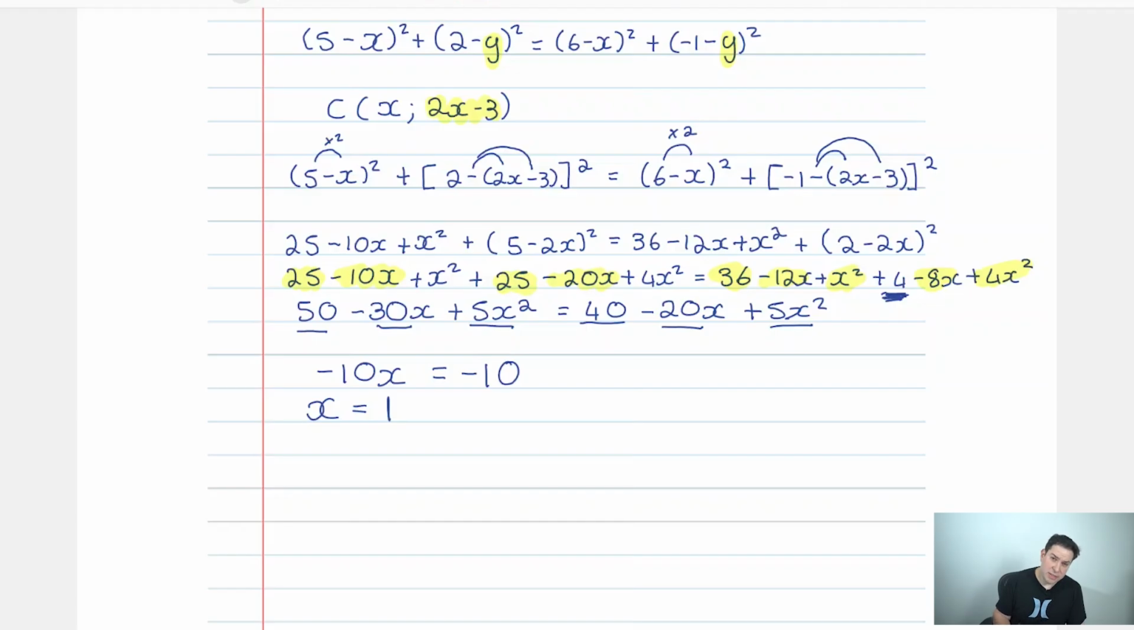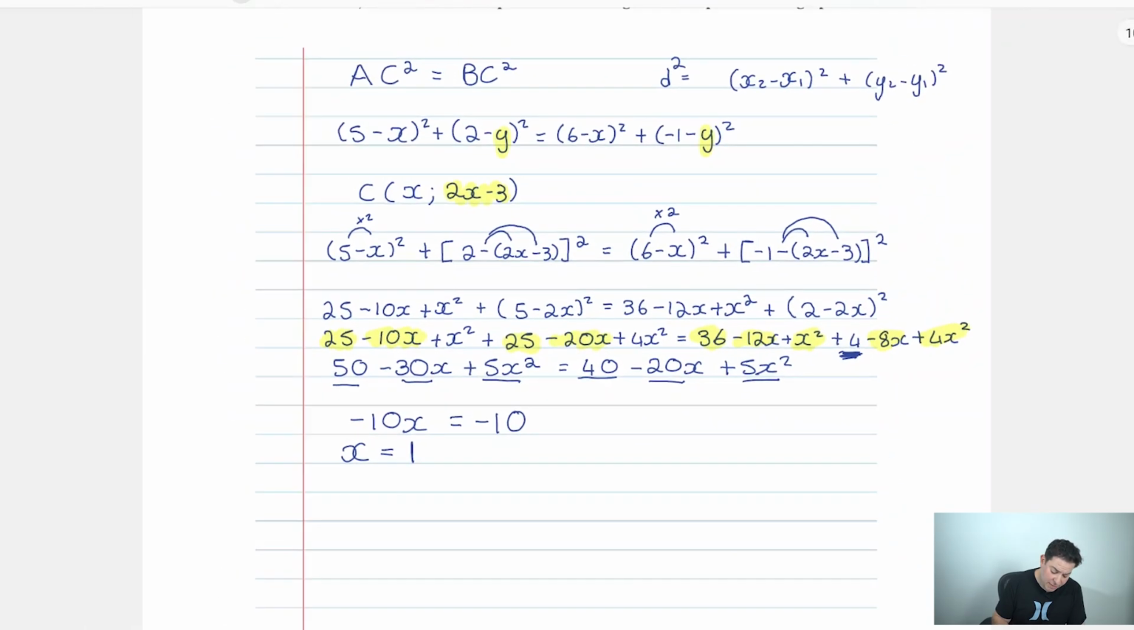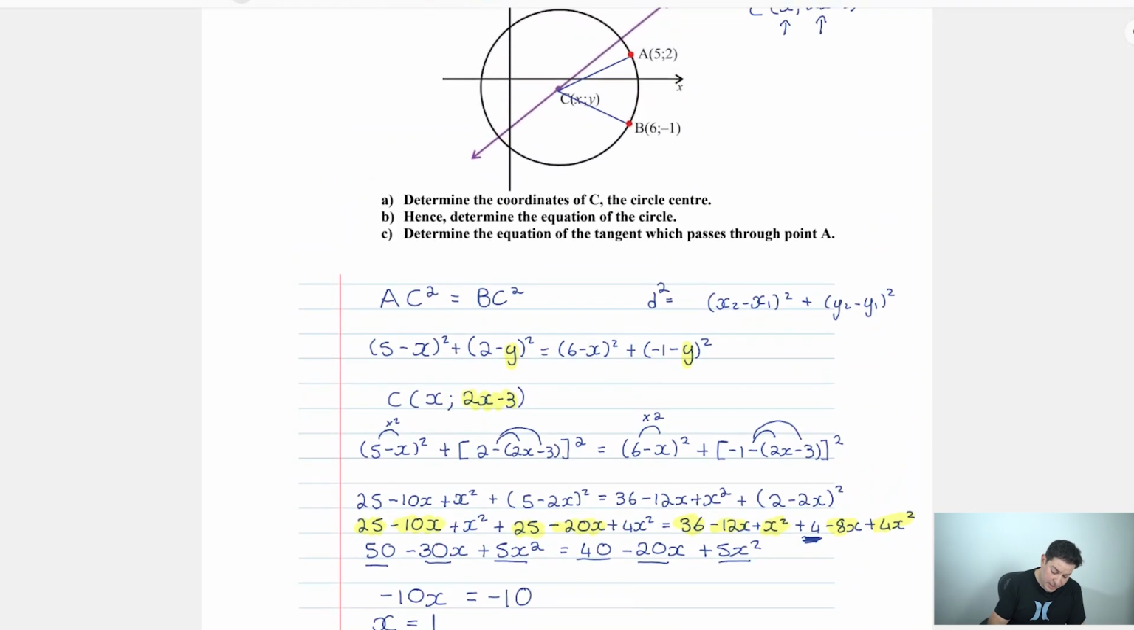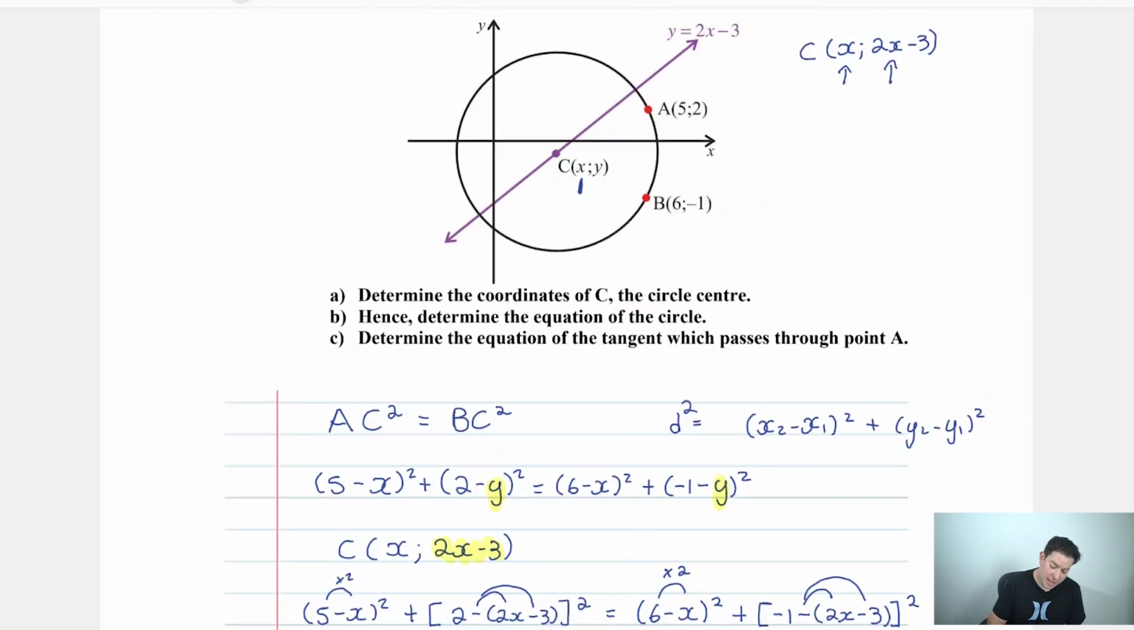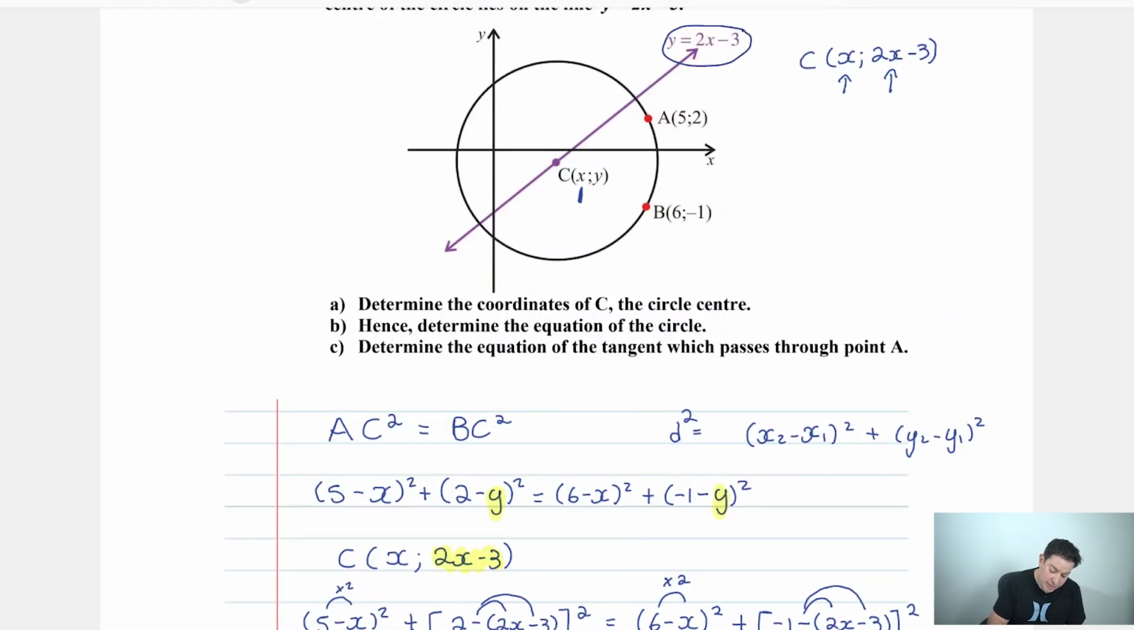So now we have the x coordinate of our circle center, and we have to find the y coordinate. So we've got here that x is equal to 1. Now that we have an x coordinate, remember that lies on the straight line y equals 2x minus 3. If we have an x, how do we find a y? We simply substitute it into the equation. So we're going to substitute x equals 1 into the equation of that line.